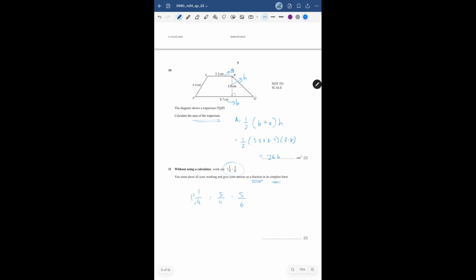So in order to make the denominator the same, this one you times with 6, this one times with 4. So you will get 30 minus 20 over 24, which equals 10 over 24. They are asking for your answer as a fraction, but it needs to be in the simplest form. So 10 over 24, you can make it even simpler by factorizing it using times table 2. If you divide 10 by 2 it is 5, and this one is 12. So your answer will be 5 over 12.